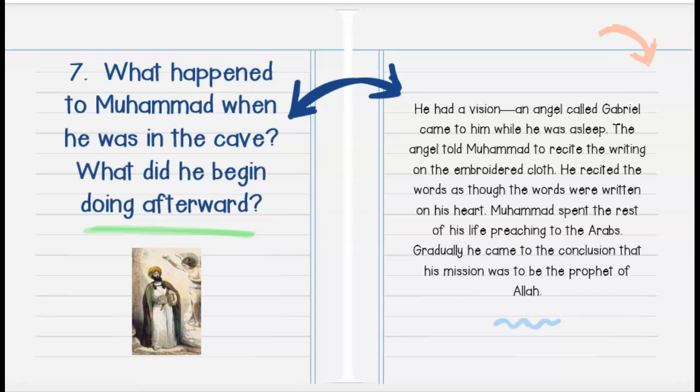So he had a vision. An angel called Gabriel came to him while he was asleep. The angel told Muhammad to recite the writing on the embroidered cloth. He recited the words as though the words were written on his heart. Muhammad spent the rest of his life preaching to the Arabs. Gradually, he came to the conclusion that his mission was to be the prophet of Allah.